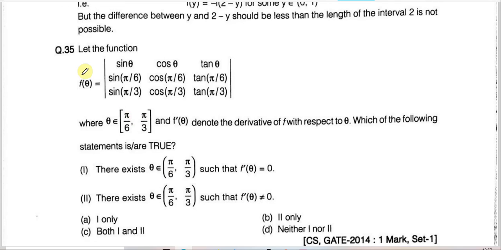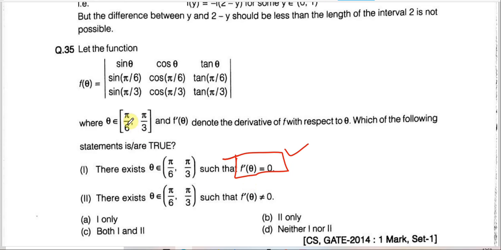Now we have to check this function. We have f of theta given. Now we have to check whether there is any value of theta in between pi by 6 to pi by 3, so that f dash of theta will be 0. If you remember Rolle's theorem, what was Rolle's theorem? Rolle's theorem was saying that if f of pi by 6 and f of pi by 3 are equal, then this condition will be satisfied.